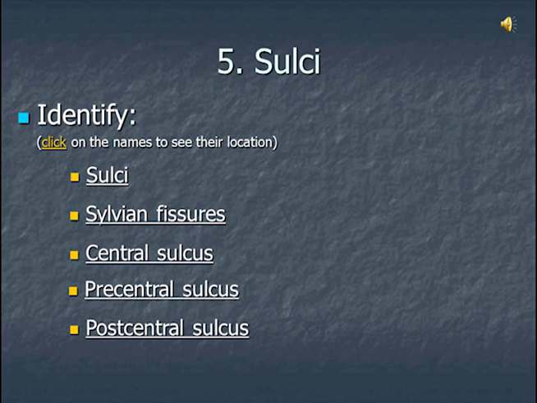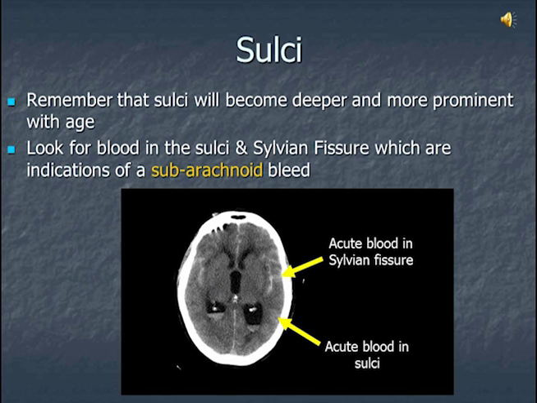After looking at the parenchyma, we move on to examine the sulci. Click on the names to see their location. Sulci will become deeper and more prominent with age. Blood in the sulci is an indication of subarachnoid blood, as shown here.